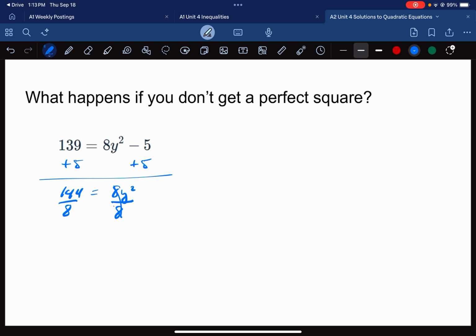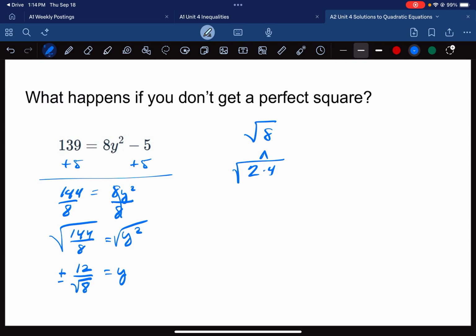And then we square root both sides. We have this 144 divided by 8. And if we square root this fraction, well, I get the square root of 144 is 12. But what's the square root of 8? Positive and negative. Well, we have to break 8 down into some factors. Square root of 8 is square root of 2 times square root of 4. And the square root of 4 is 2. And the square root of 2 we don't know.